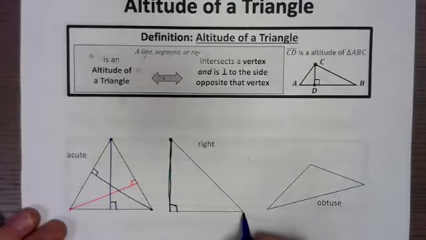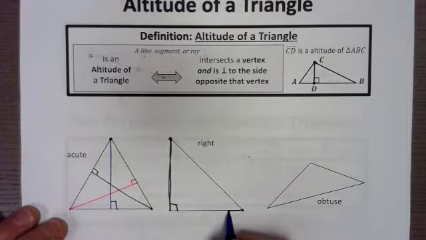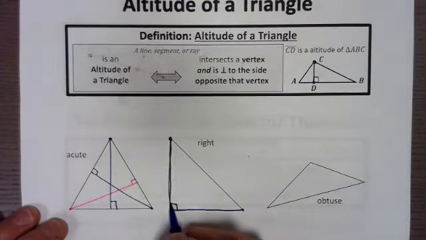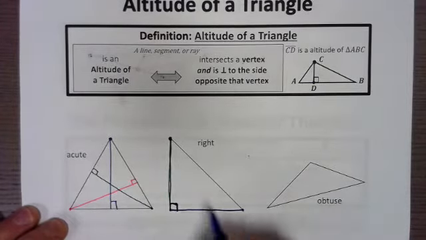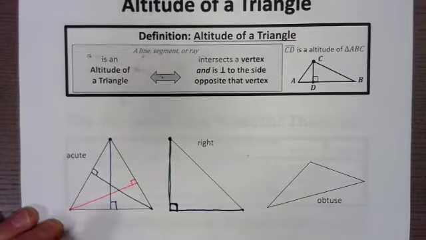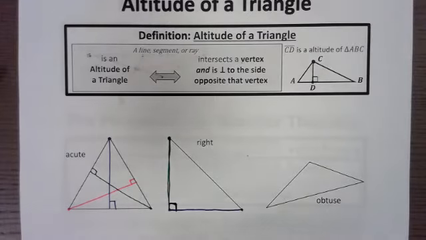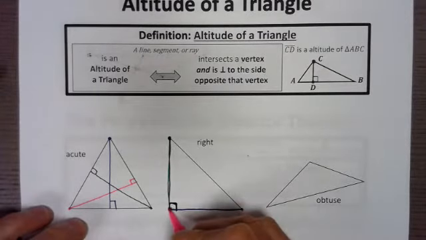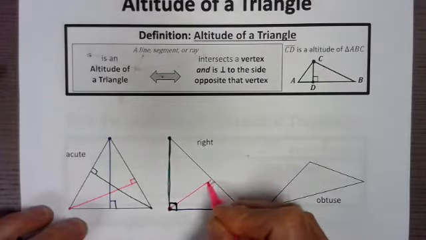The same thing is gonna be true on this side. So it's going to go straight across and it's going to make that right angle again. So altitudes in a right triangle are each side of them. And then the third altitude is going to go from this vertex across and make a right angle here.